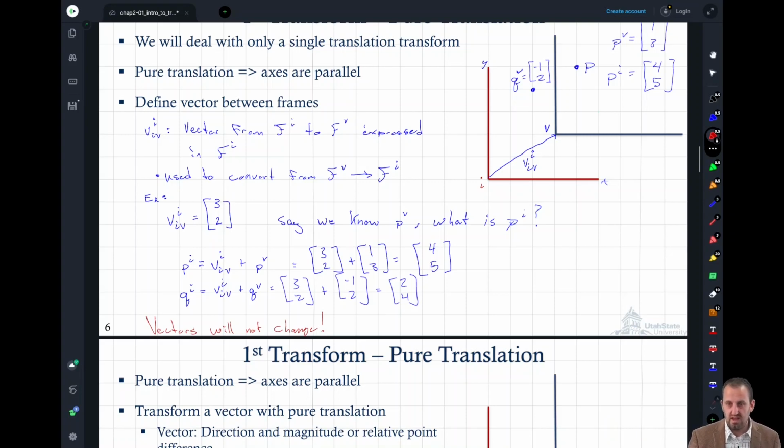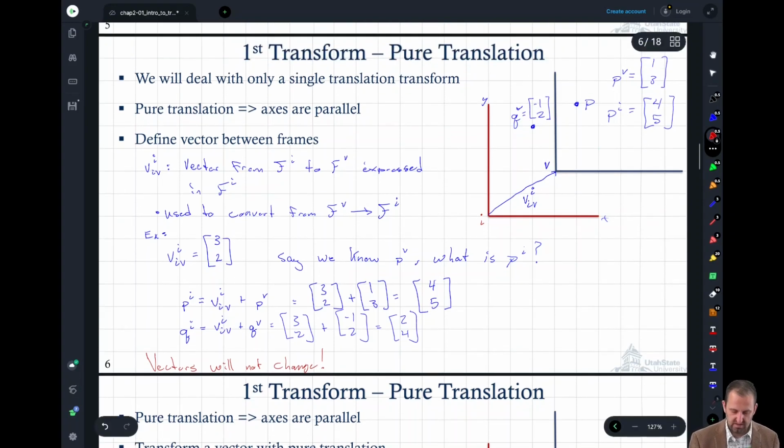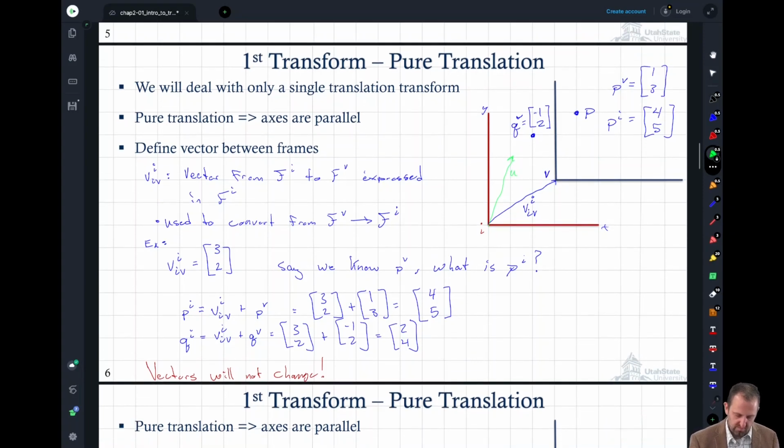Well, it's if the axes are parallel, right? So say I define a third element. I'll call this, let's say this is U. Well, if I go over here to our new frame, U was just equal to over 1 up 3. Again, U is actually going to be equal to over 1 up 3 in the vehicle frame as well as the inertial frame. So pure translations do not change vectors. So that's something to keep in mind.